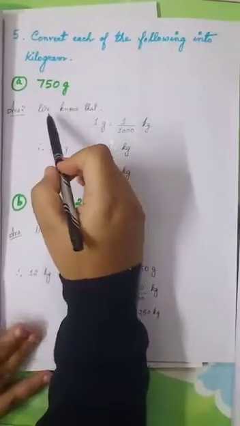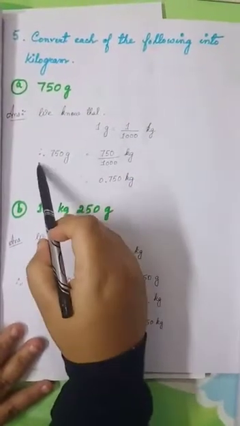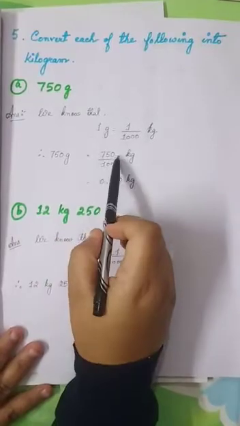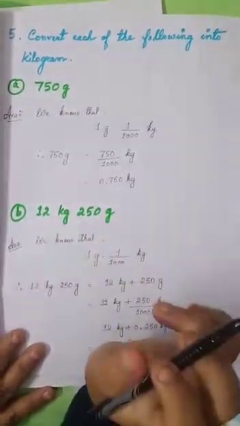So see here, number A is 750 gram. We know that 1 gram is equal to 1 by 1000 kg. So 750 gram is how much? 750 by 1000 kg. That is 0.750 kg.